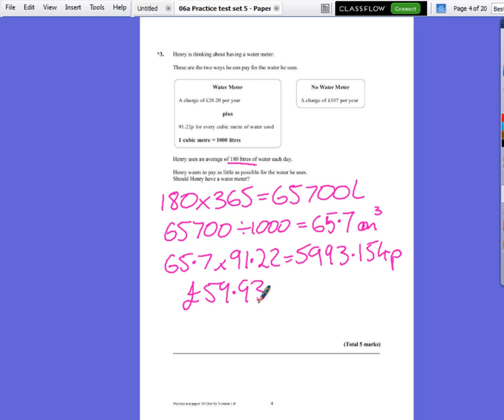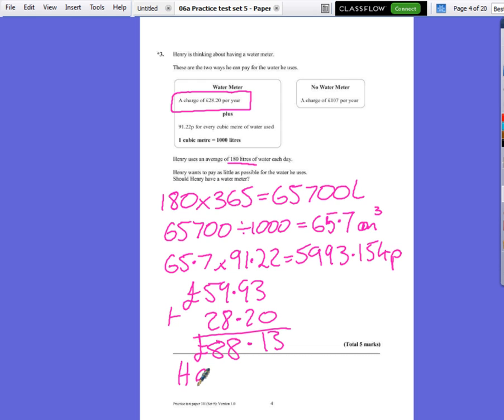However, there's also a standing charge per year, so we need to add on to that the £28.20, and if we add that all together, that gives him £88.13 per year. So on a water meter, it costs him far less, so he should stay on a water meter.